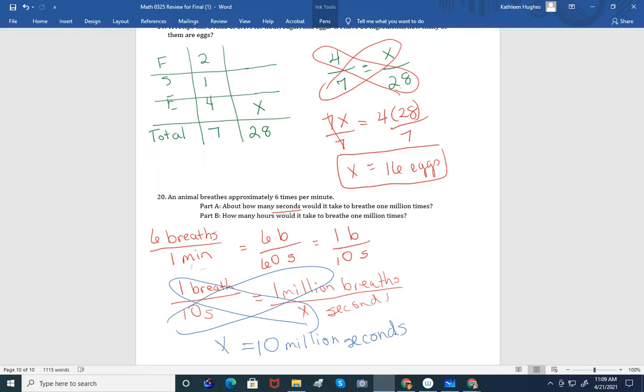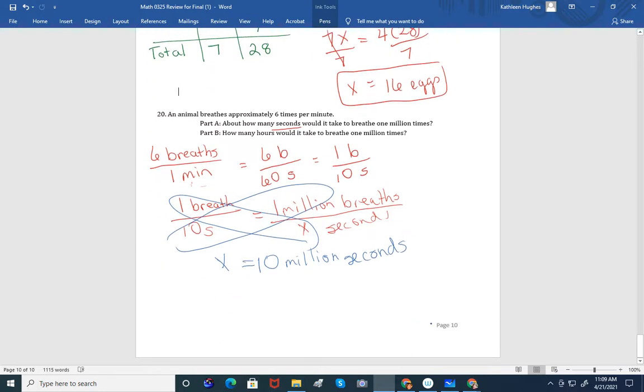Now, the second question is, how many hours would it take to breathe 1 million times. We can approach this a couple of ways, but I think the easiest thing is to say, hey, you know what? I just need to change 10 million seconds and see how many hours that is. I know how long 1 million breaths take. So if I start with 10 million, and I want to write the 10 million out this time, that's 10 million seconds. And I want to know how many hours that is.